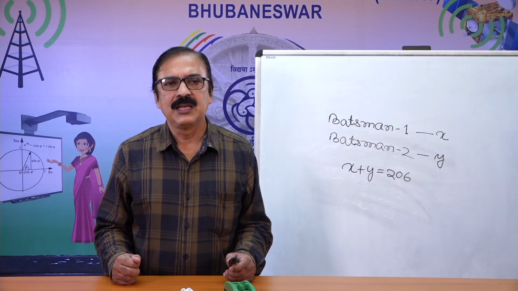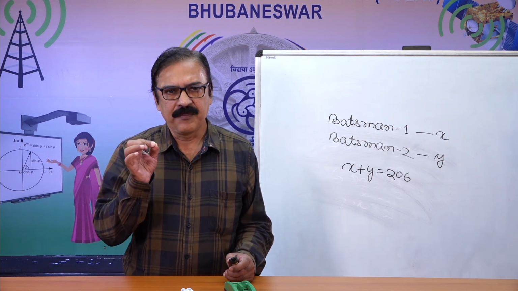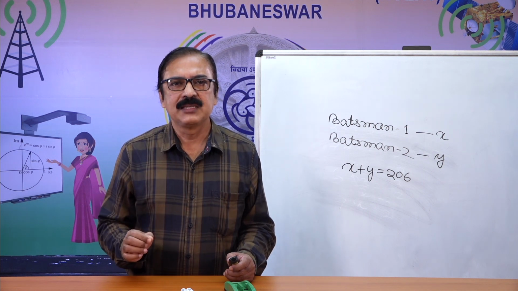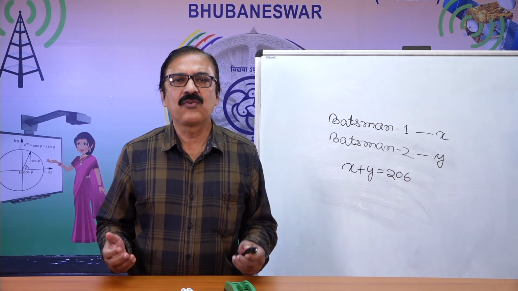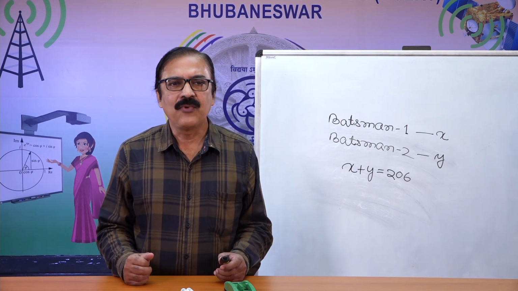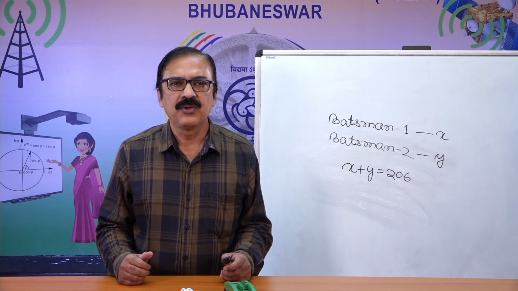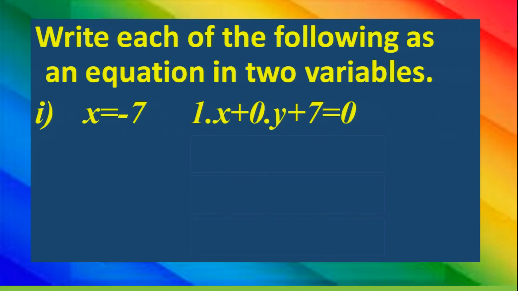Now let's see here the coefficient of x is 1. Then what is the coefficient of y? Y is not here. That means its coefficient is 0. So we can write this as 1 into x plus 0 into y plus 7 is equal to 0. So here a is 1, b is 0 and c is 7.